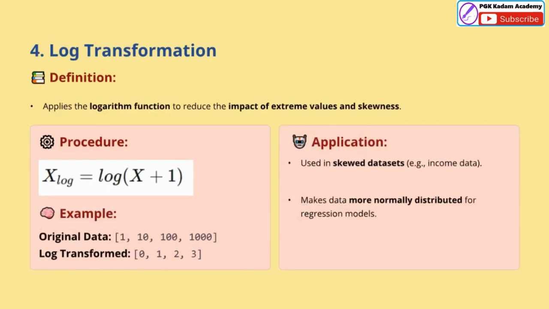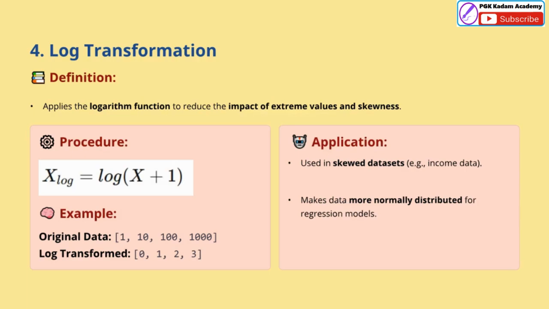The log transformation is a powerful technique that can help reduce the impact of extreme values and skewness in a dataset. It works by applying the logarithm function to the data, which compresses the range of the values and makes the distribution more normal. This can be especially useful for datasets that have a lot of variability, like income data, where there may be a few very high values that skew the overall distribution. By log transforming the data, we can make it more suitable for regression modeling and other statistical analyses that assume a normal distribution. Let's look at an example to see how this works in practice.